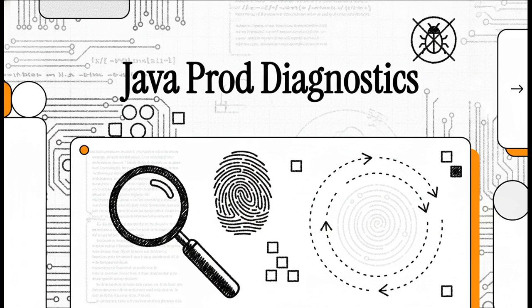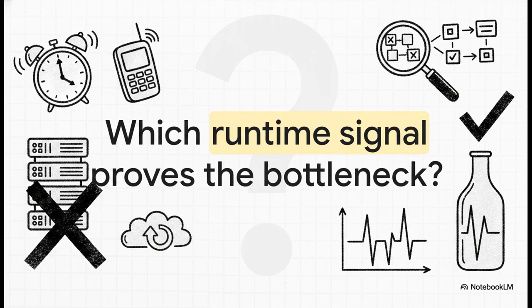just guesswork. Now, when those alarms start going off, the absolute worst thing you can do is just blindly try out command line flags or restart services hoping the problem magically disappears. Doing that literally destroys the scene of the crime. Expert Java troubleshooting is entirely evidence-driven. We really have to ask ourselves which runtime signal actually proves the bottleneck.